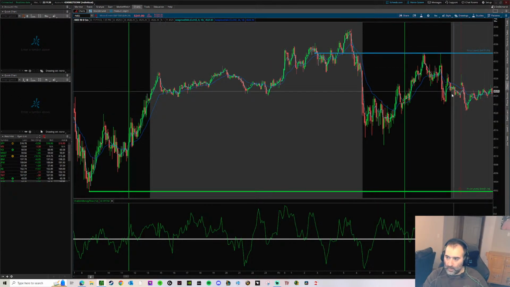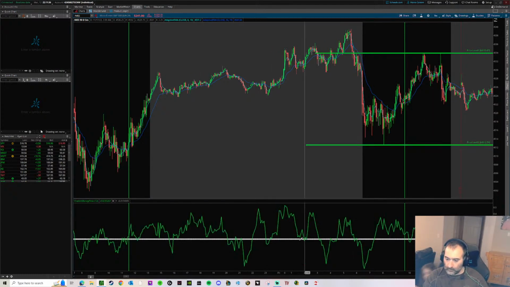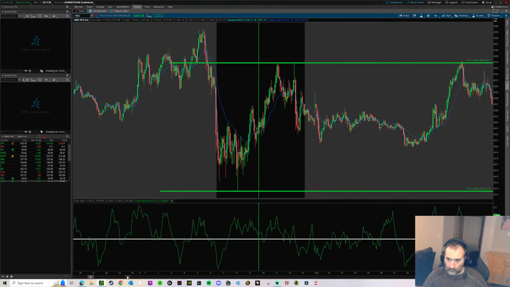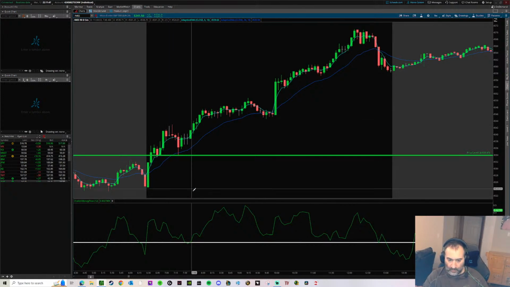So high of the day, low of the day. So consolidation, rejection of the high of the day, opens up really strong over the high of the day.